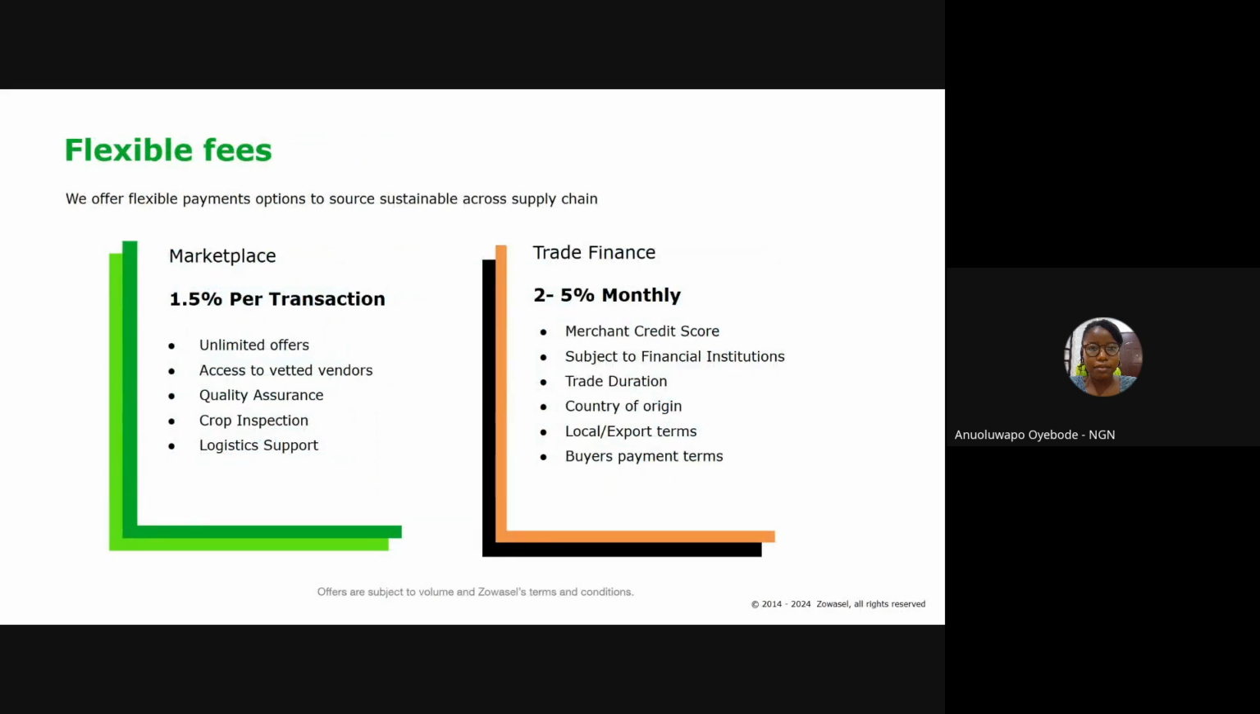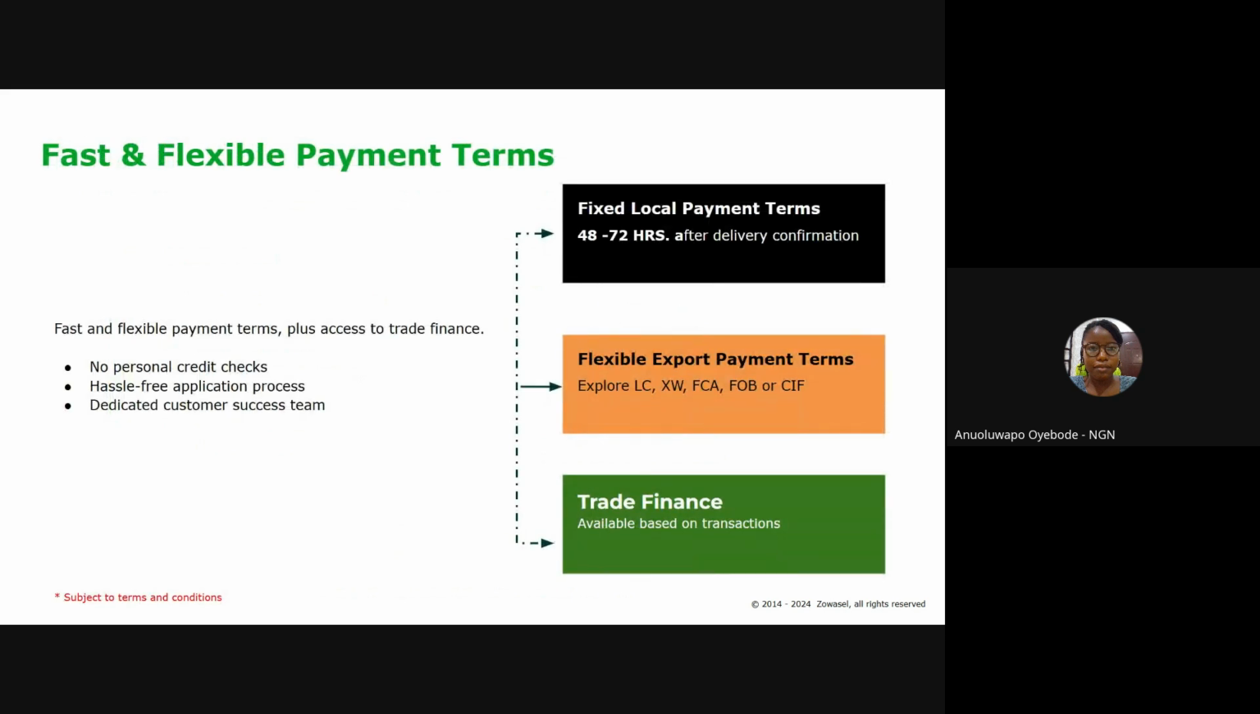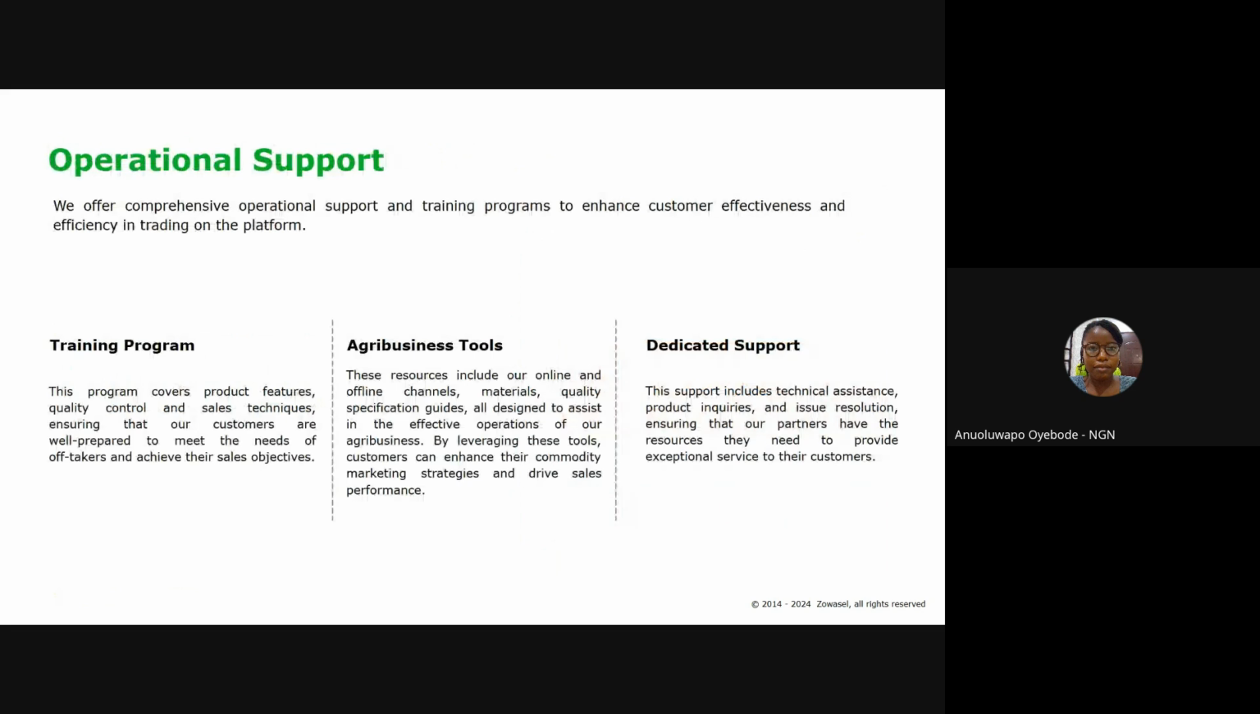Our fees are very flexible. We charge 1.5% for every transaction that is being carried out on the Zoacell platform. And then we make payments between 48 to 72 hours. And then we also have this operational support, just like what we're doing now.